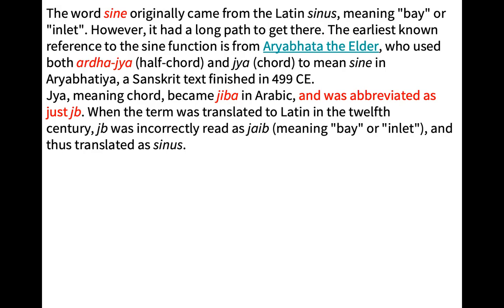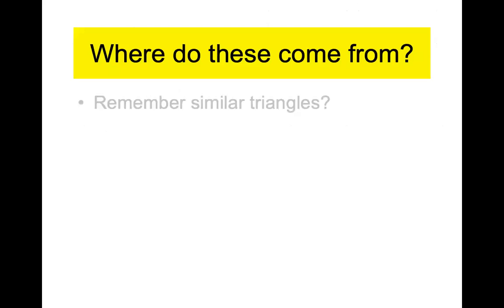They use the word bay or inlet. And the word, I'm not a Latin speaker, but that is sinus. I'm not even sure if I'm pronouncing that right. The reason why we call it sine is a mistake. The word cosine is the complement of sine, so that's why it's called cosine. So sine is a mistake. The word sine, the math is not a mistake.